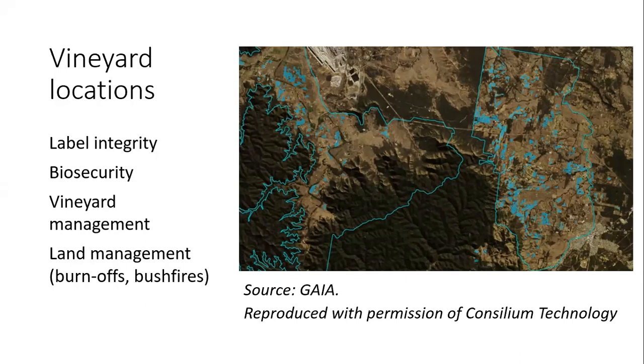So the one thing we haven't really got at this stage is variety. So we've got the areas and we know where they are, but we don't know what variety they are. That's the one sort of missing link at the moment.